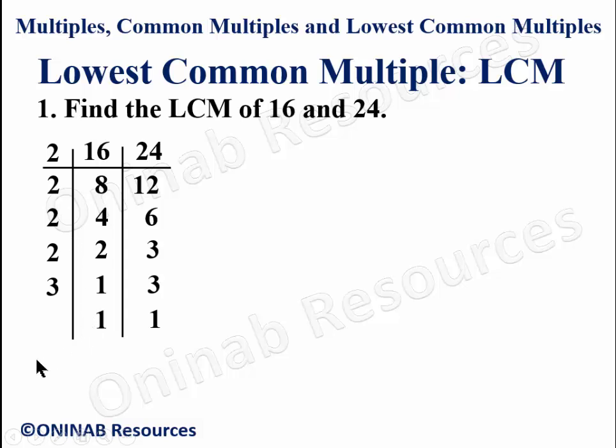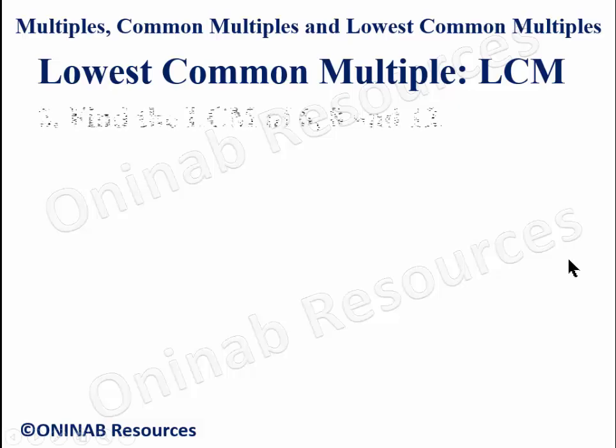So to get the LCM now, we multiply out all these divisors. So we now have it as 2 times 2 times 2 times 2 times 3. 3 times 2 gives 6, times 2, 12, times 2, 24, times 2 gives 48. That will give us 48 as the LCM of 16 and 24. So we go to problem 2.